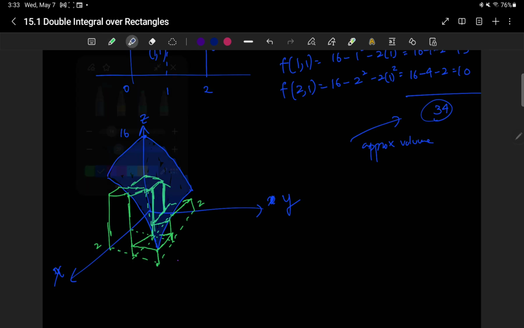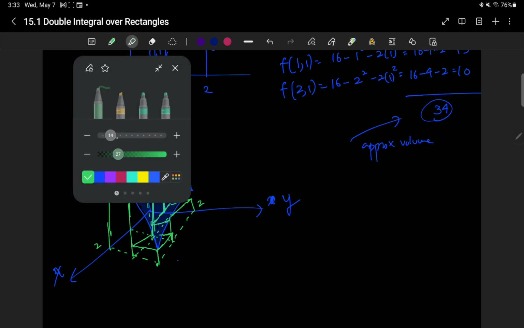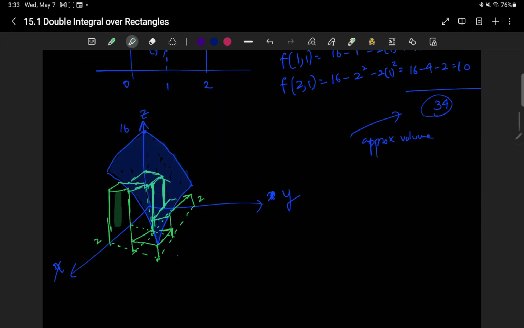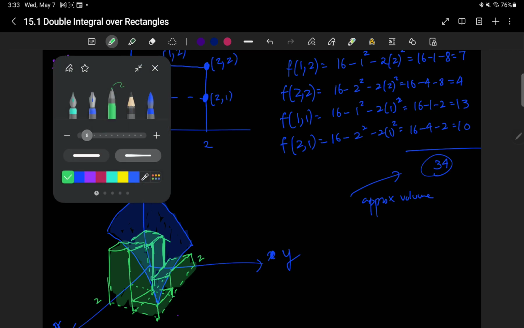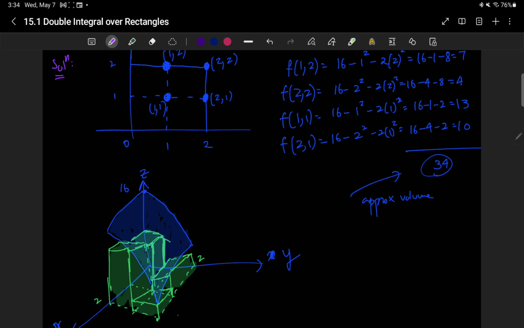So what is 34 is the area of all of these boxes all together. So they will be an underestimation. Just as with the Riemann sum, you can have an underestimation or an overestimation depending on how well that has been done. Which means if you take, say, lower left or lower right or upper left, you would get different values.